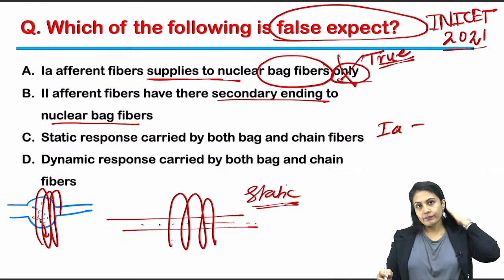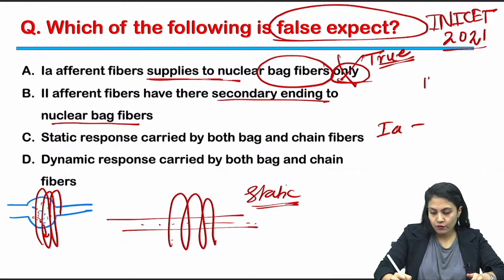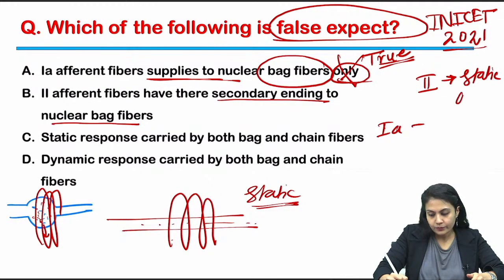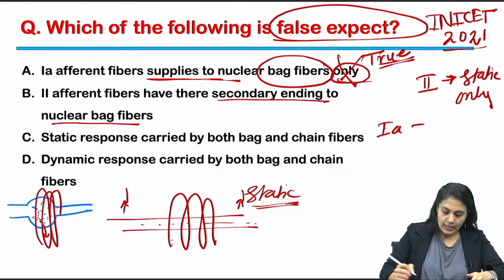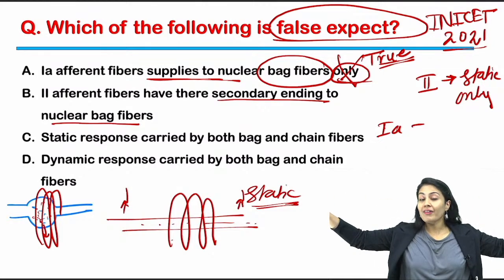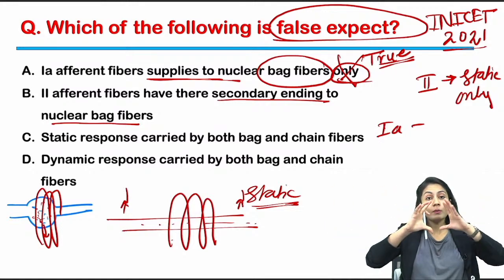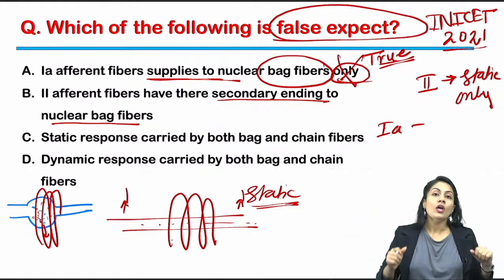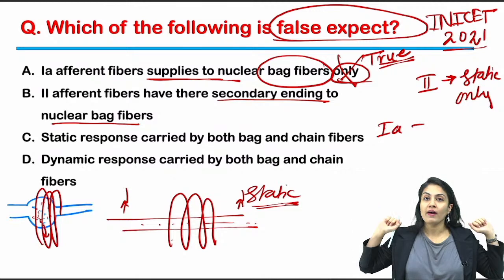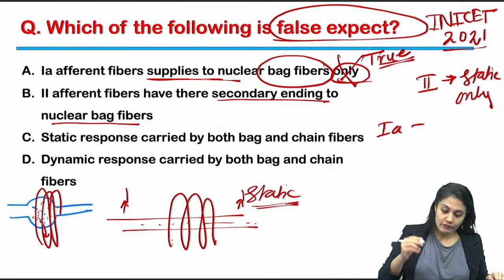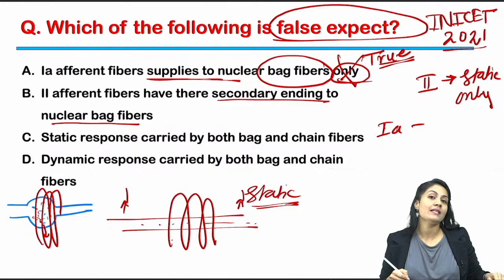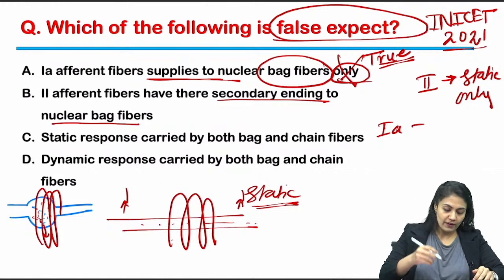Type 2 afferent fibers have their secondary endings to nuclear bag fibers. Now understand, type 2 fibers, they provide their endings to the static only because they are present at the end, and towards the ending the bag fibers will not be there. The bag fibers will be in the middle, okay? In the ends we are going to have the chain fibers, and that's why the type 2 fibers cannot go there. They are flower spray endings and they only supply the chain fibers. So this is also false.